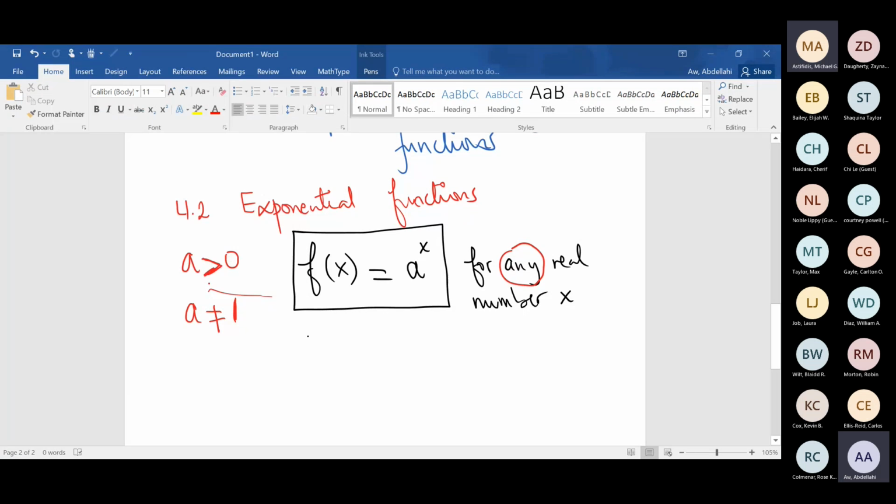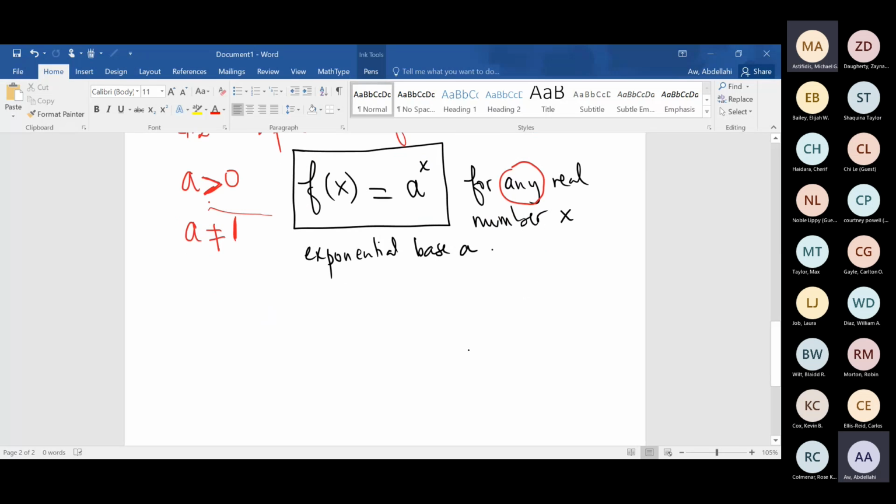A, this is called exponential base a. This function right here is exponential base a. That is the exponential function that you see here. The a is the base. The base cannot be negative, and the base cannot be 1, okay? But the base can be any number that we want. For instance, f of x equals 3 to the x power. This is exponential base 3, right? F of x equals (1/5)^x. This is exponential base 1/5.